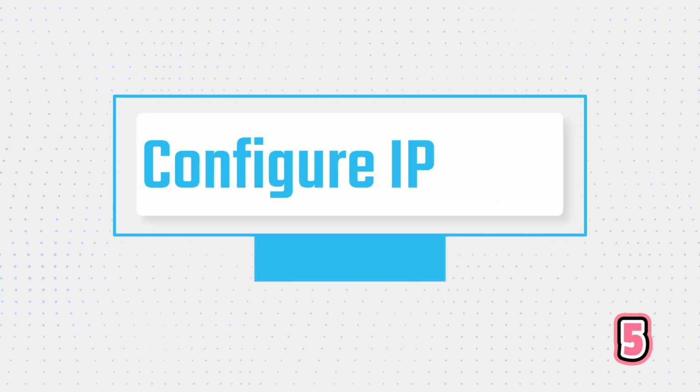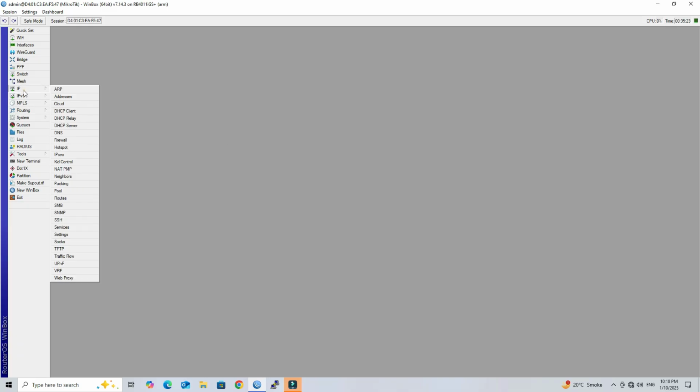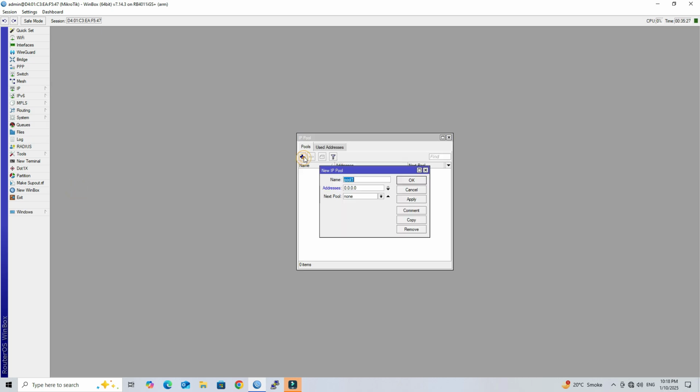Step 5. Configure IP address pool. Go to IP, then click on Pool. Click the plus button to create a new pool. Set the name of the IP pool. Next, set the IP address range, then click OK to apply the settings.